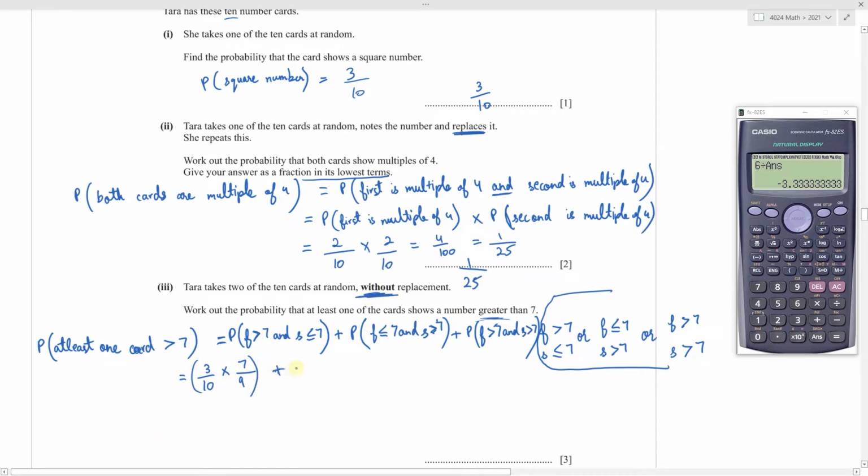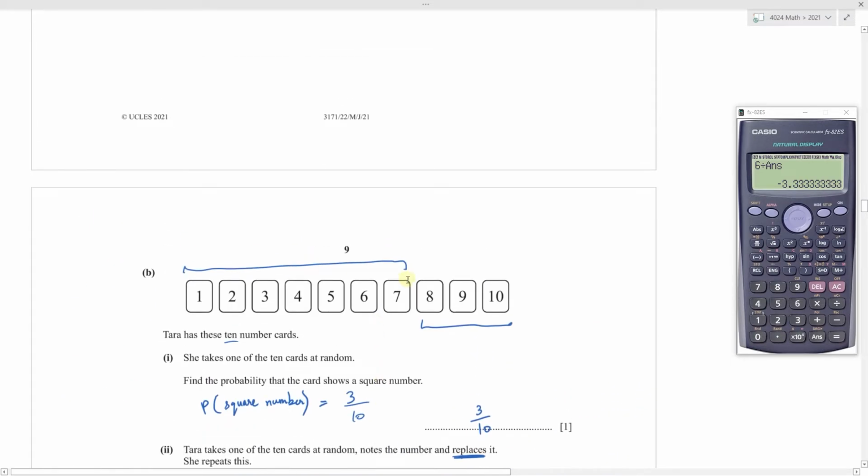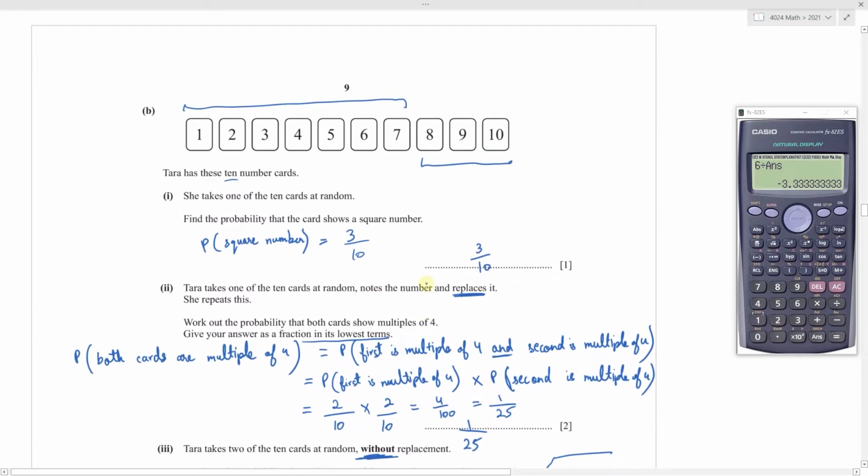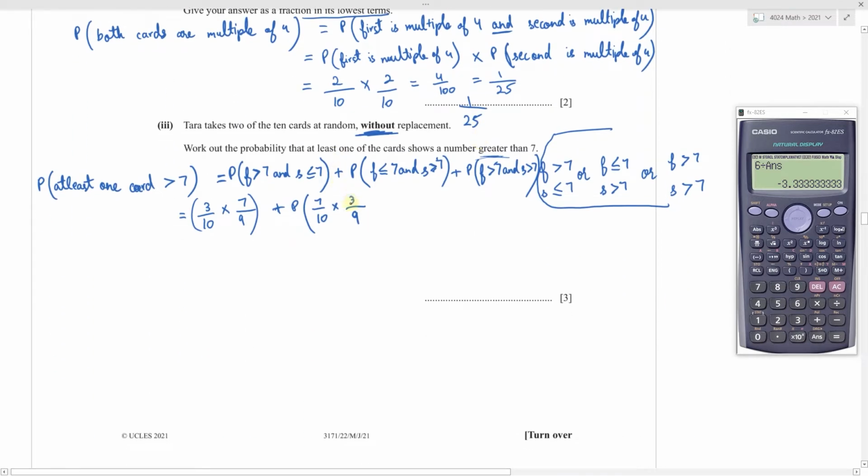Plus, now you're back to picking the first card again from the full deck. What is the probability that the first one is less than or equal to 7? You have 7 cards that are less than or equal to 7 out of the total 10. So 7 over 10 multiplied by, now you are left with 9 total cards. And how many are greater than 7? 3. Because the first one you picked was among these, it was less than or equal to 7. So you still have 3 cards that are greater than 7. So this is 3 over 9.